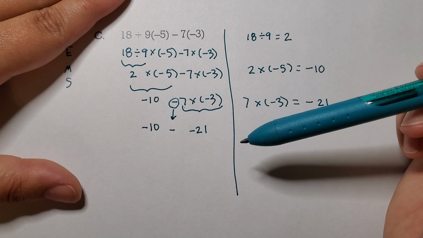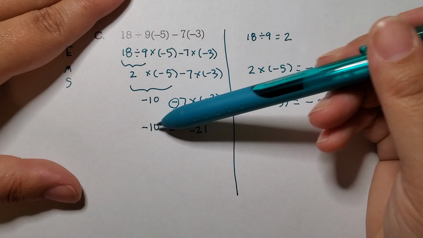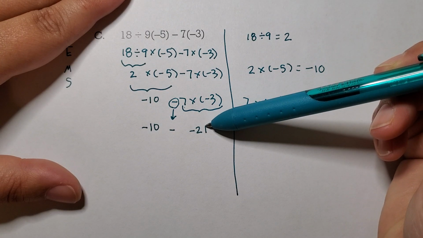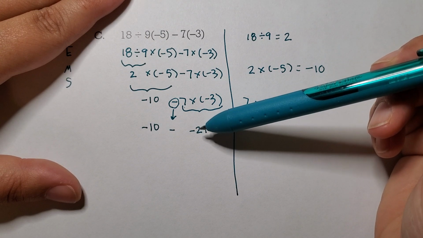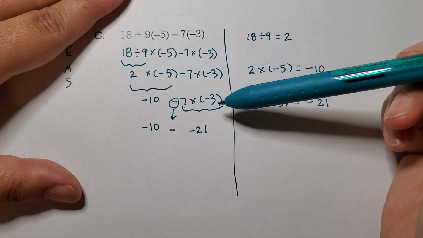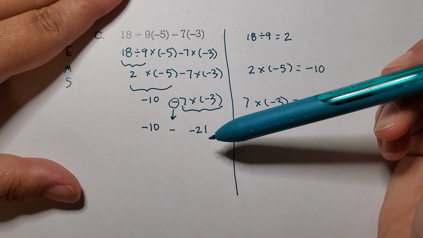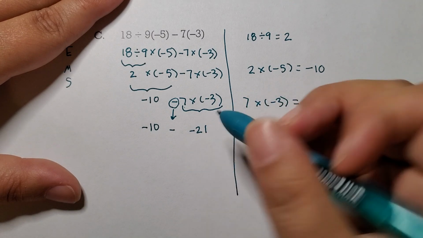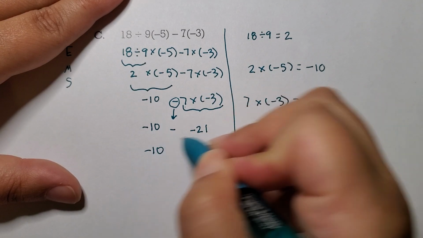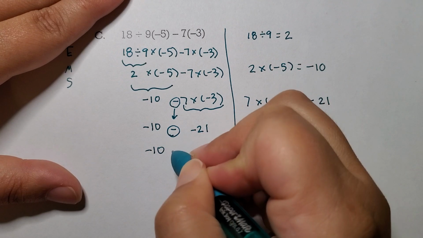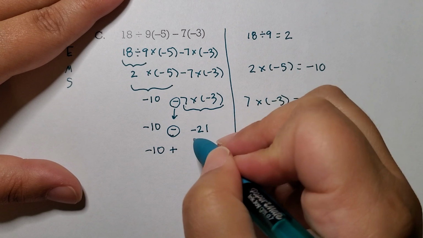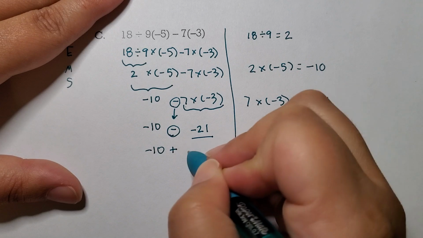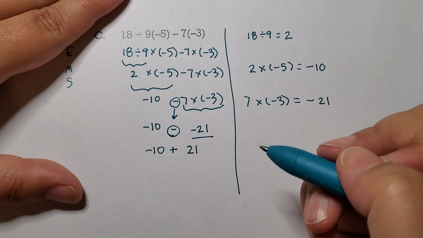Okay, so now that I have subtraction, I've got a negative 10 minus a negative 21. So for subtraction, I'm going to do keep, change, change. And since this is the last operation, I'm going to work it all out on this side. So I'm going to keep the negative 10, change subtraction to plus, and change this negative 21 into a positive 21.